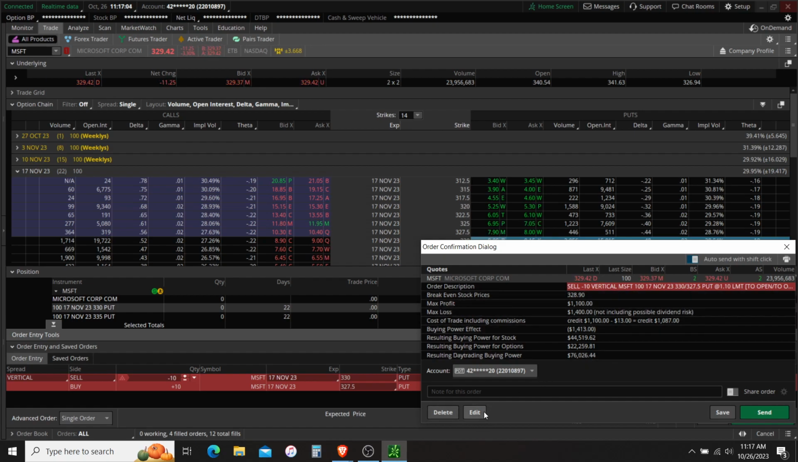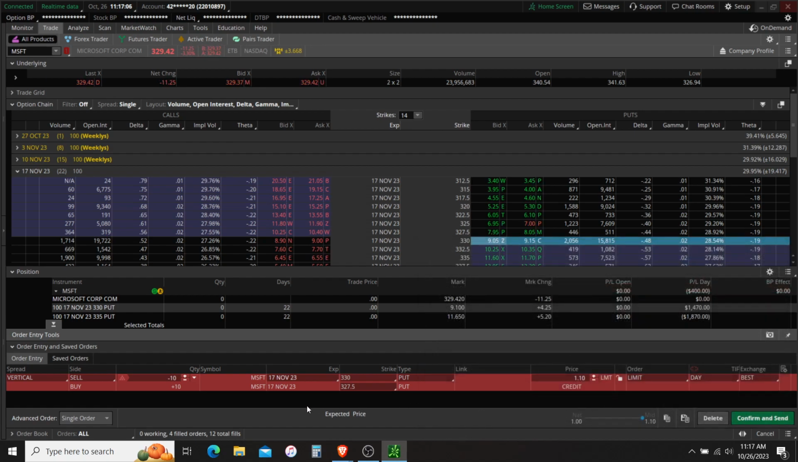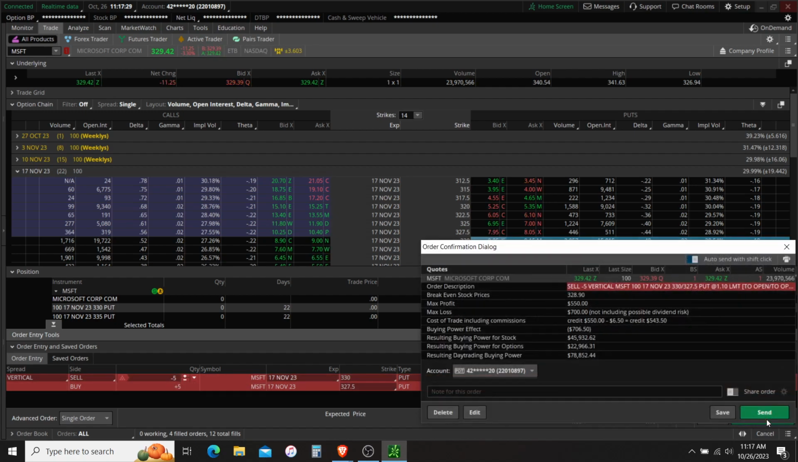So in this case, if Microsoft closes 1 penny above 330, we will keep that $1,100. However, if it's below, we will lose $1,400. Now that was the risk reward. Like I said, you can change that by changing the number of contracts you choose to sell. So if we only did 5, the numbers would change to $550 max profit and $700 max loss.